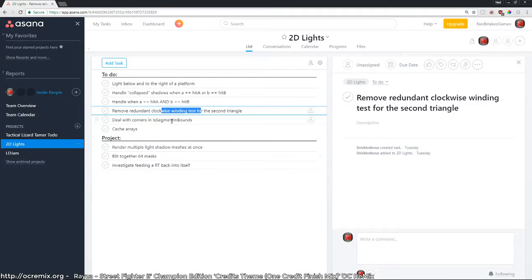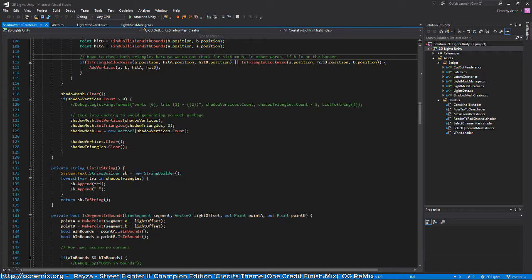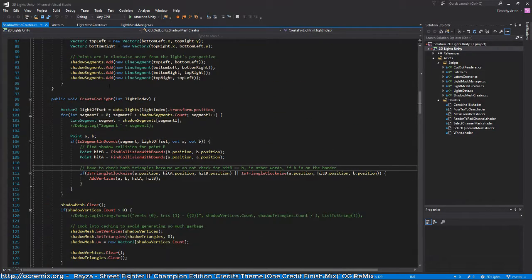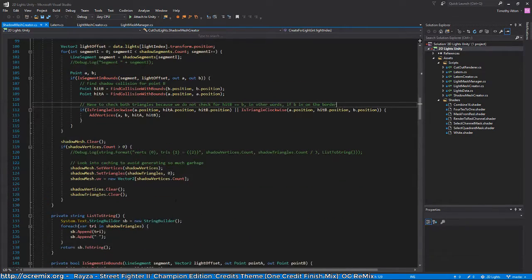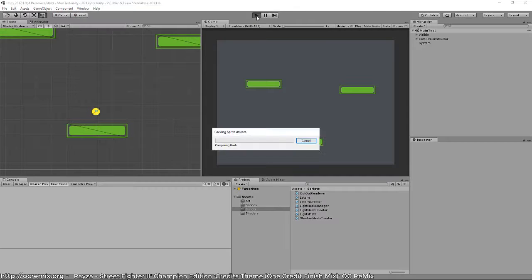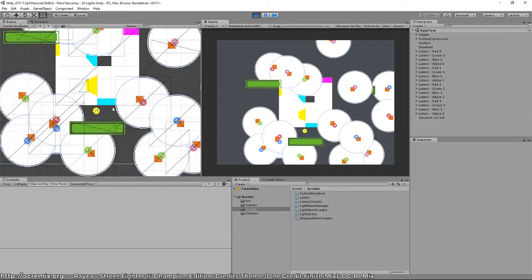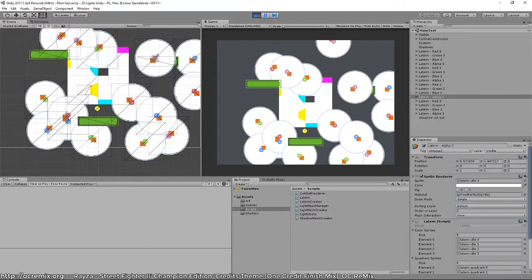And then the last thing we need to do, more corner stuff, and then we need to figure out how to cache the arrays so that we don't have to create a new array every time we loop through this method, because that's generating a ton of garbage, and I think it does negatively affect the frame rate. But let's just play and see where I left off. Okay, so I think all the lights work.